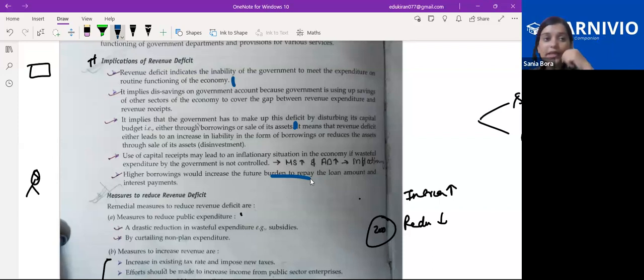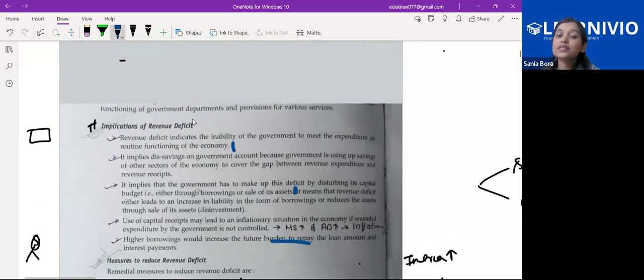Second, ma'am, I didn't understand. Yeah, I'm explaining again. Ma'am, can you first explain in Hindi with the diagram? Okay, so the first one is revenue deficit.